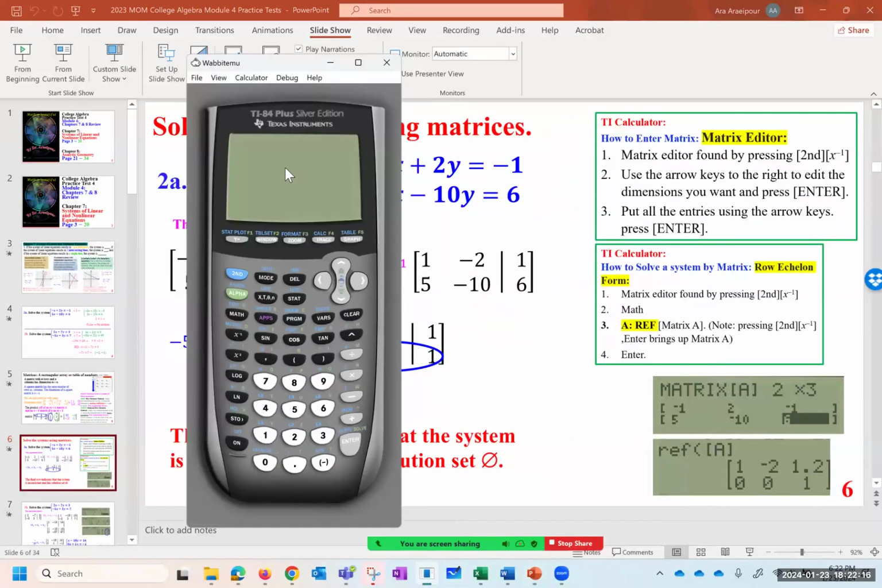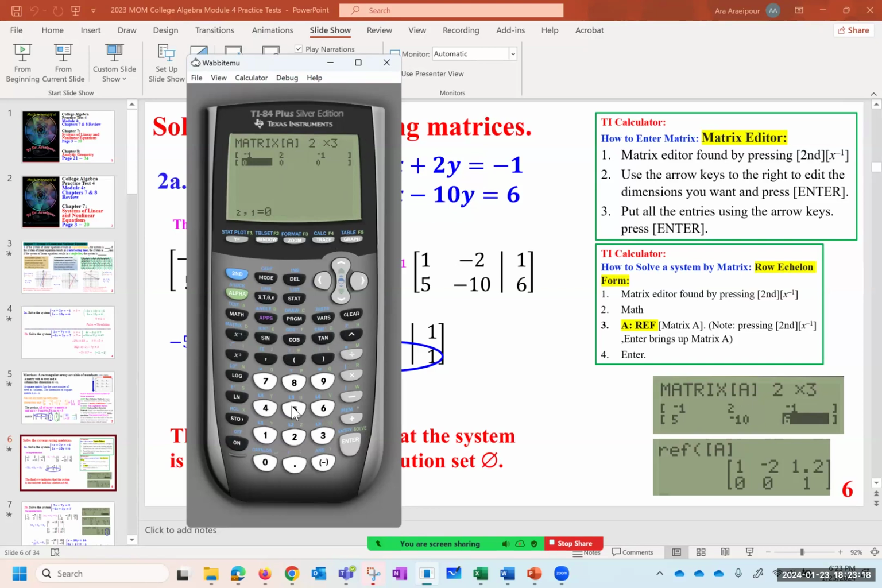So if I were to show you here with a TI calculator following this, second, inverse, and edit, and we are going to make this a 2 by 3, and the first entry is -1, the second one is 2, the third one is -1, and now we go to the second row.